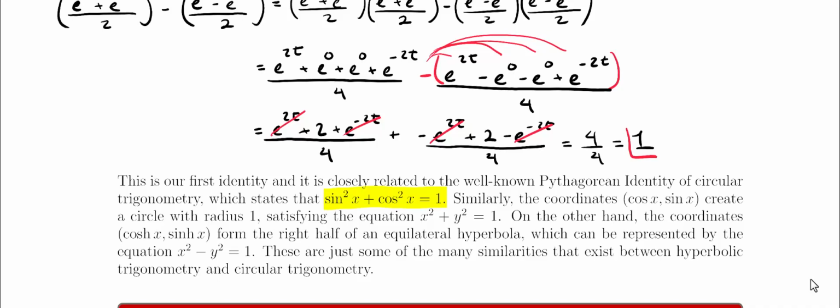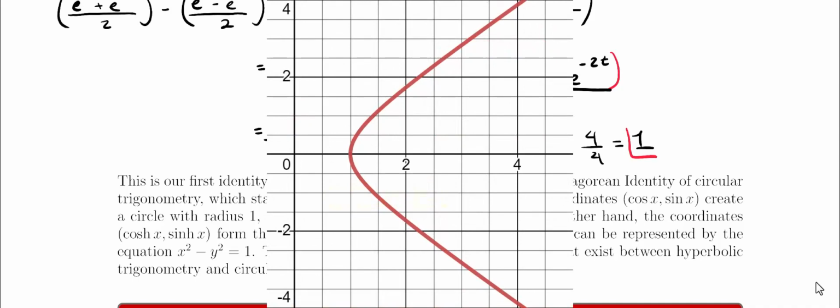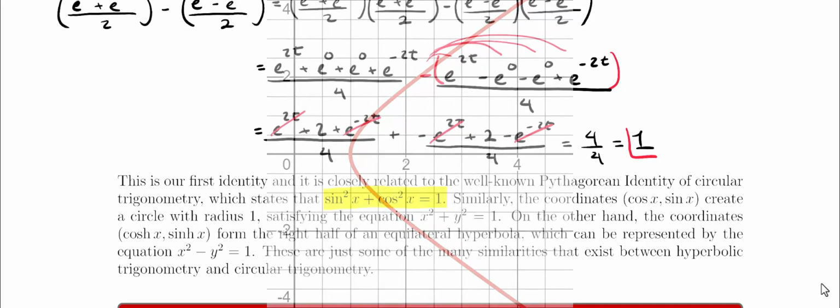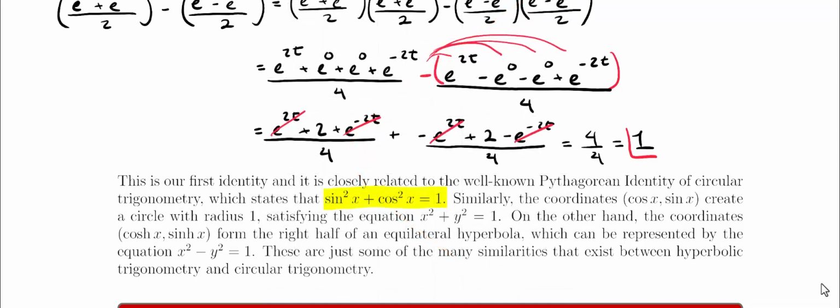Now on the other hand, the coordinates cosh of x and sinh of x form a right half of an equilateral hyperbola, which can be represented by the equation x squared minus y squared is equal to 1. Now these are just some of the many similarities that exist between hyperbolic trigonometry and circular trigonometry. We will be taking a look at a couple more similarities later on in this video.